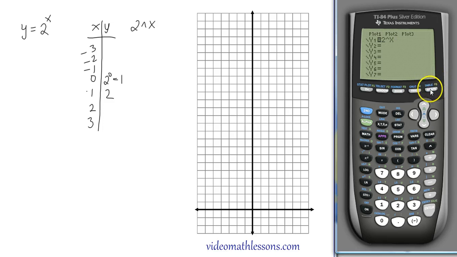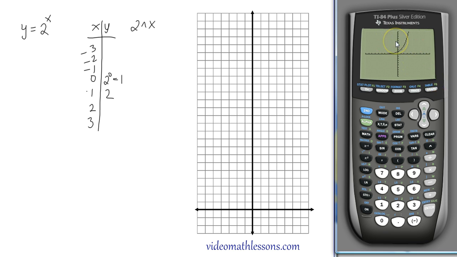Now, I could hit graph right now if we wanted to, and my graph is a pretty standard window. If your graph doesn't look like this, your window is a little messed up, and it depends on what your old graph was or whoever used your calculator before. To get your graph to look like this, you press Zoom 6, and that's the standard window.